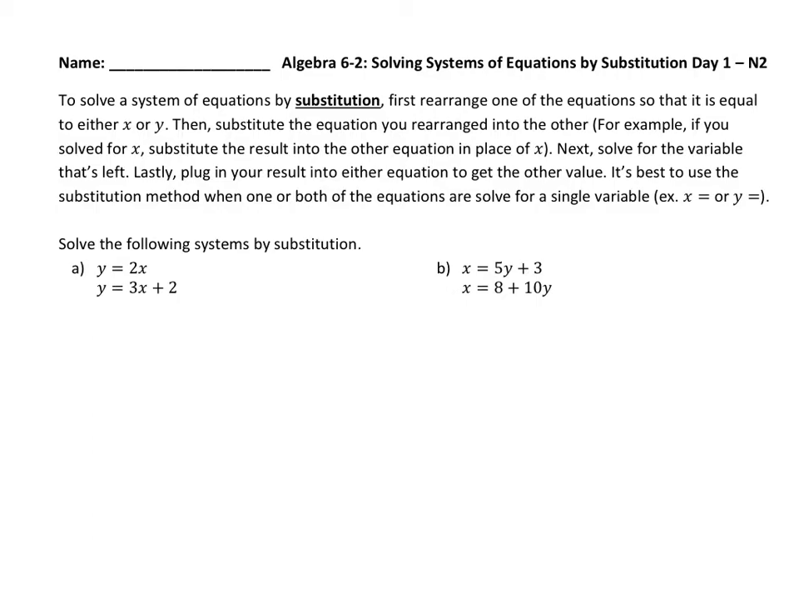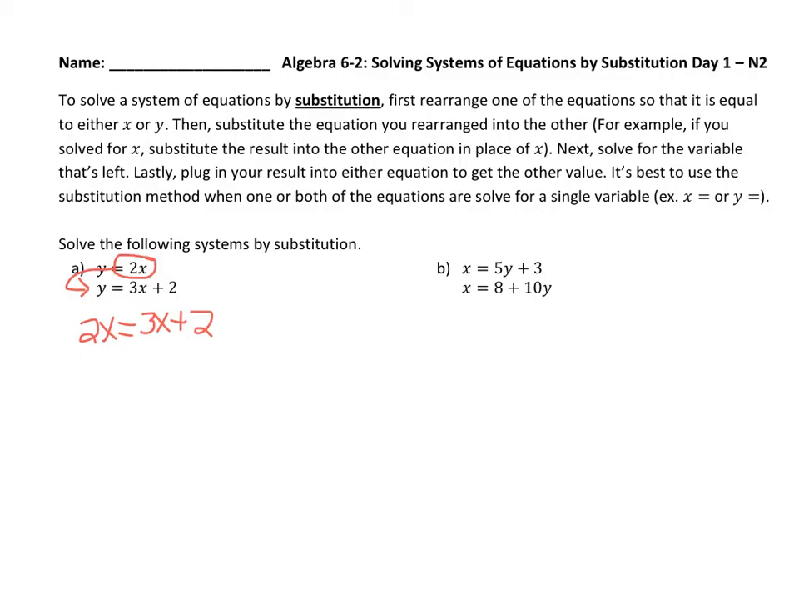If we take a look at letter A, we have y equals 2x and y equals 3x plus 2. Now, both my equations are solved for y. You only need one equation that's solved for either x or y. But they have both, so that's perfect. We don't have to do any work in the beginning. So I know that 2x equals y. So I can take this 2x and substitute it into my second equation instead of y. I know that y equals 2x, so instead of writing y, I'm going to write 2x equals, bring the rest down.